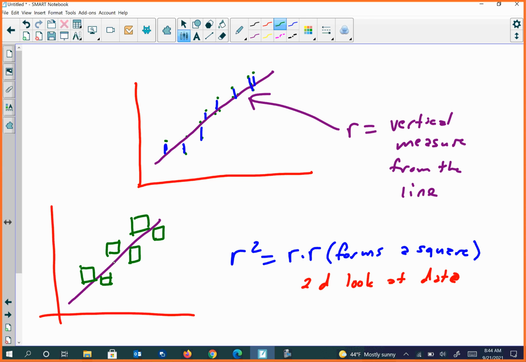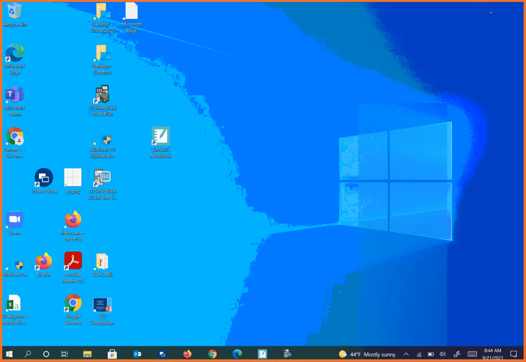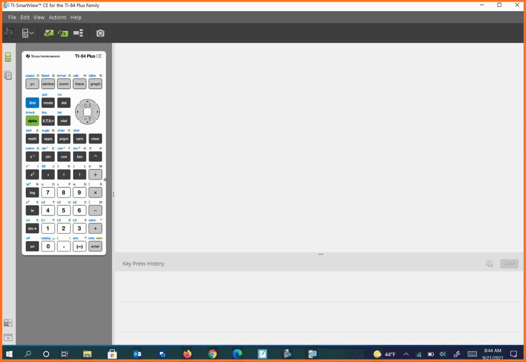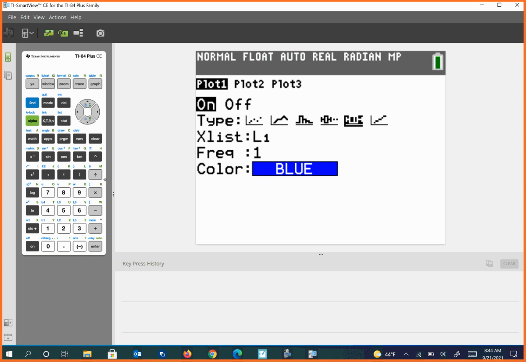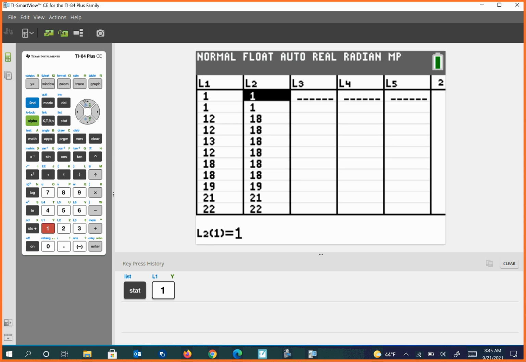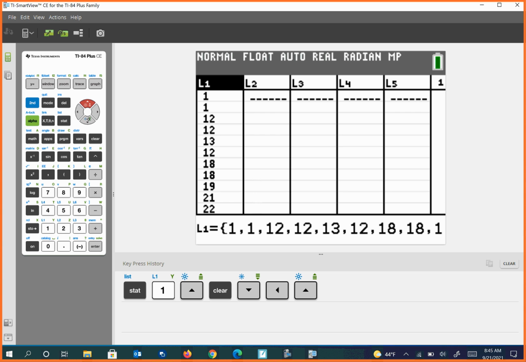And I want to bring up my graphing calculator. I just want to walk through how this would work on the graphing calculator. It's thinking, it's coming. All right. So let's do a stat edit. I'm going to clear out this data.